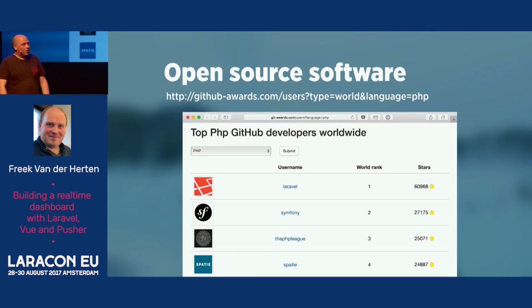So even though we are a quite small team, we managed to be at number 4 at the GitHub award site, which just ranks GitHub organizations by star count, and we're very close to getting number 3.